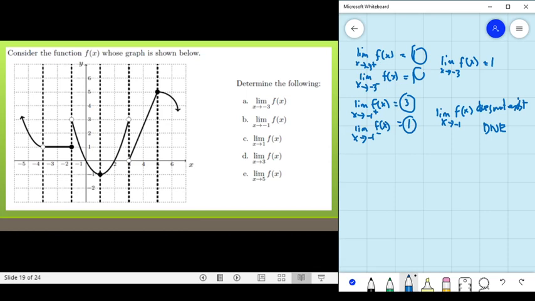Okay, letter E. 5. So, 5 is here. From the right of 5, it reaches 5 also. Then from the left of 5, it reaches 5 again. So they arrive at the same point. Therefore, the limit of f of x as x approaches 5 is equal to 5. Okay?